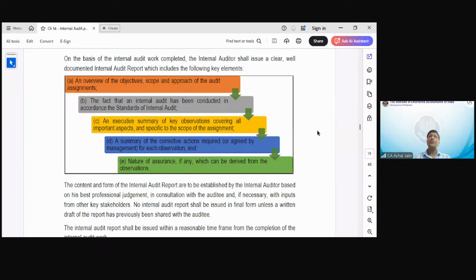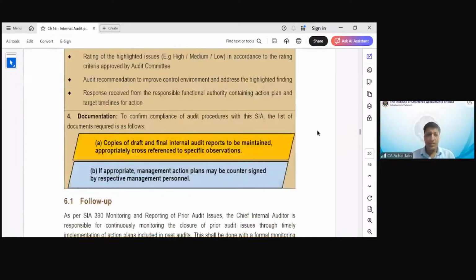Now, what is an executive summary? You can say an executive summary is a pointer which highlights the key areas, which are then further detailed out, around the observations, the corrective actions which are required, who will be involved in that, who is responsible for that, what is the timeline for the correction. All of these things will always form part of the internal audit report. Clear? Clear on this?